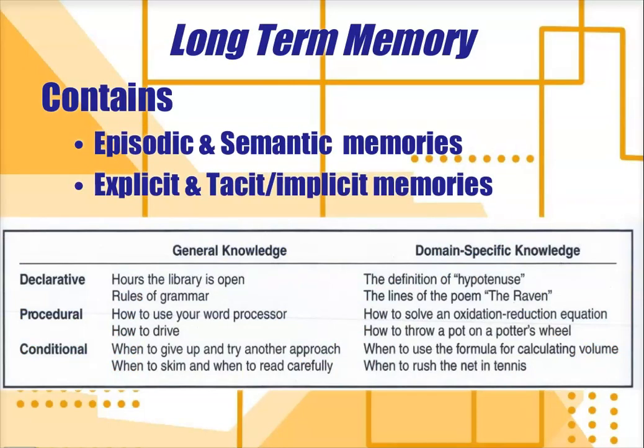Information processing theorists have developed lots of different ways of categorizing the information that we store. They make a distinction between episodic and semantic memories. Episodic memories are like the video clips of your life. Semantic memories are knowledge that you know, not things you have lived, but things you know that they are.